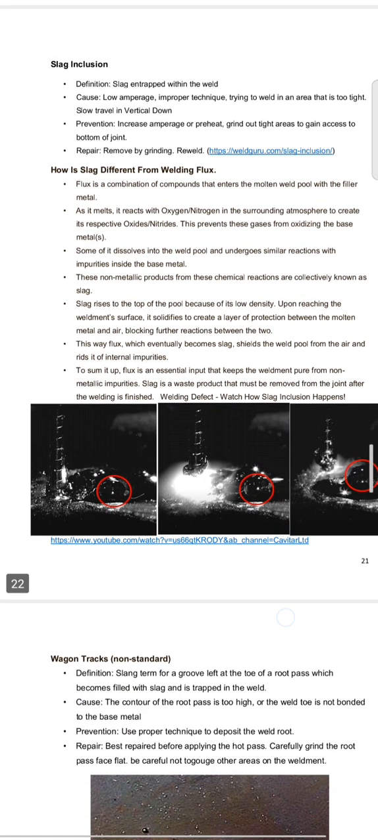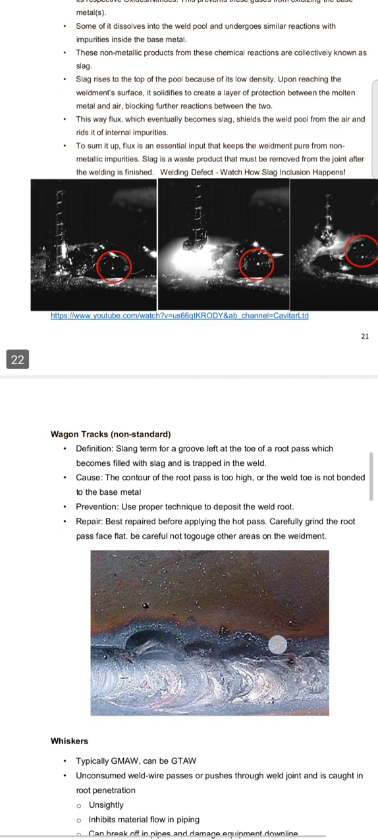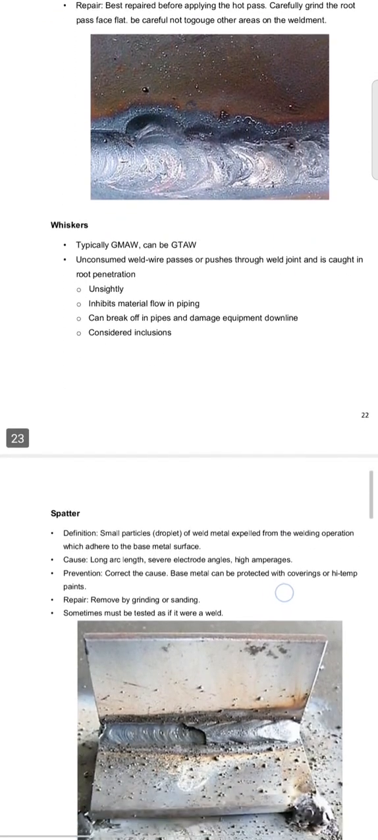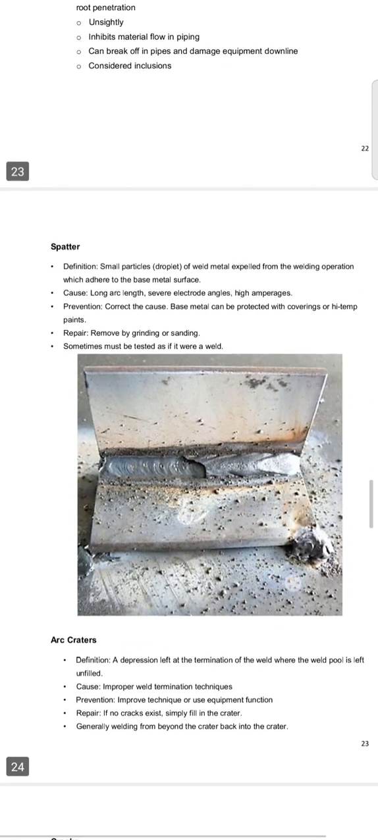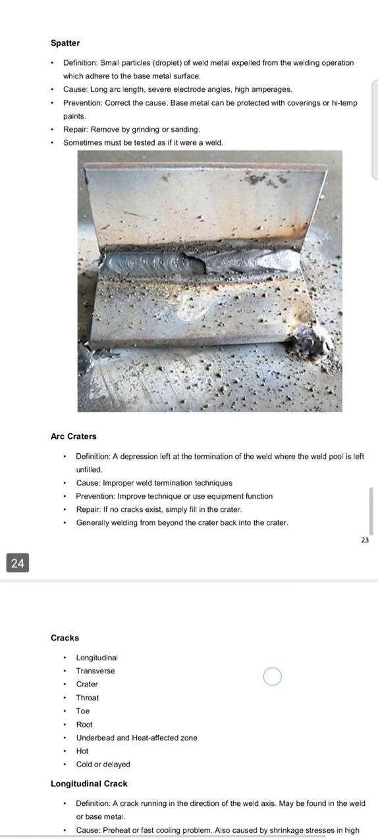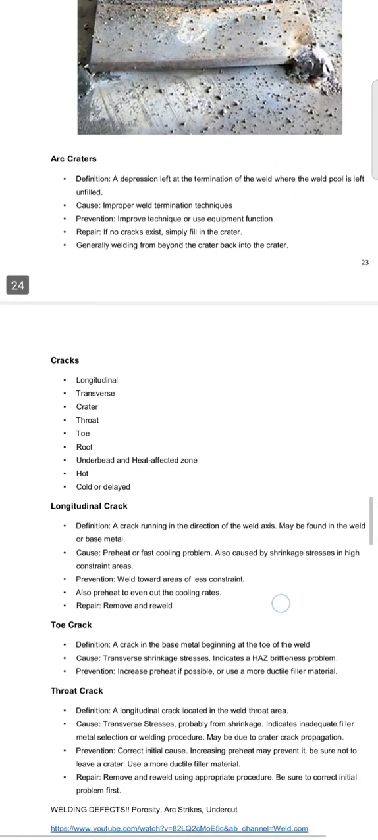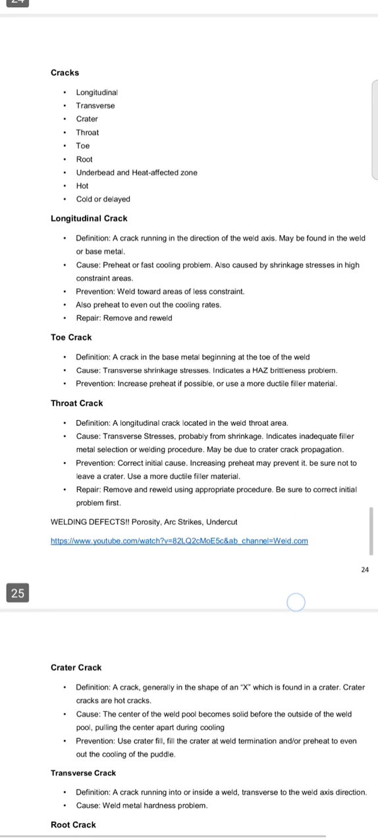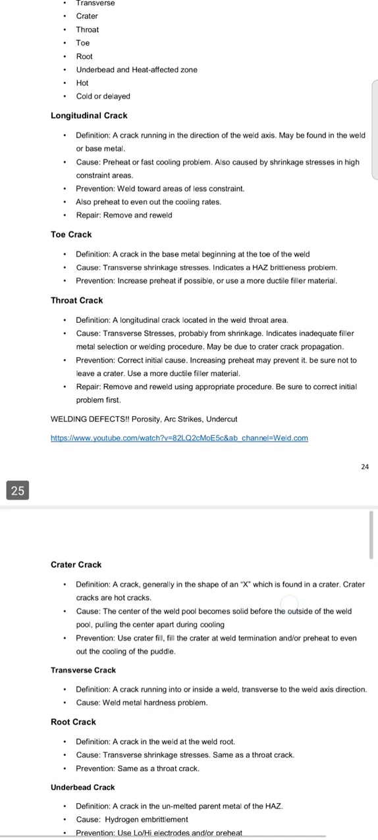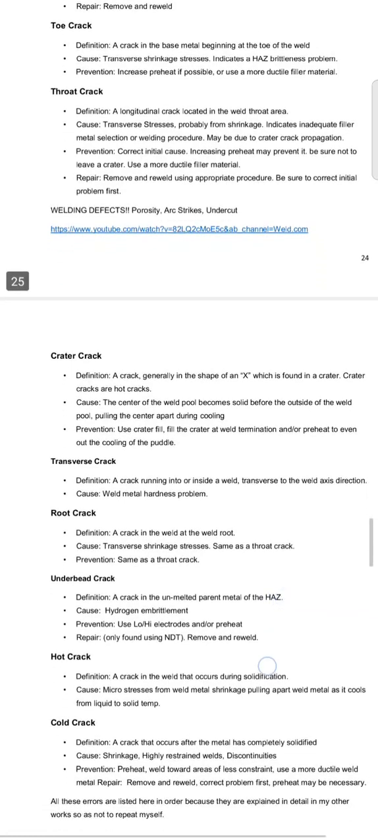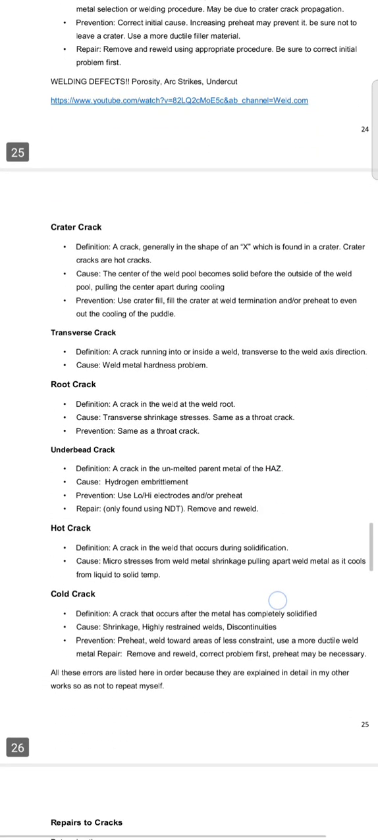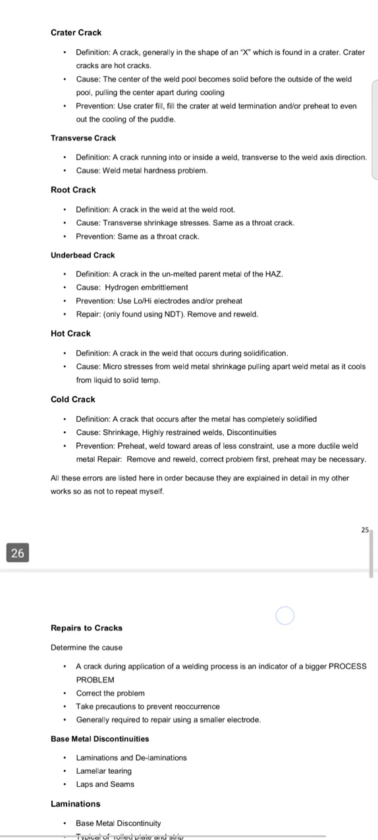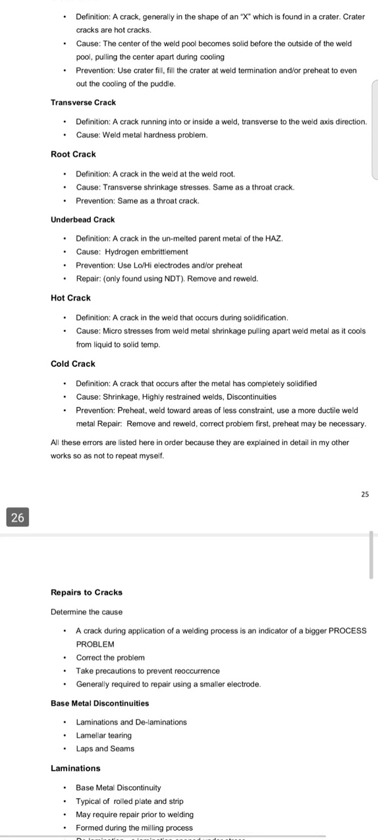Inclusion. Definition: slag entrapped within the weld. Arc craters. Definition: a depression left at the termination of the weld where the weld pool is left unfilled. Longitudinal crack. Definition: a crack running in the direction of the weld axis. May be found in the weld or base metal. Toe crack. Definition: a crack in the base metal beginning at the toe of the weld. Throat crack. Definition: a longitudinal crack located in the weld throat area. Crater crack. Definition: a crack, generally in the shape of an X, which is found in a crater. Crater cracks are hot cracks.